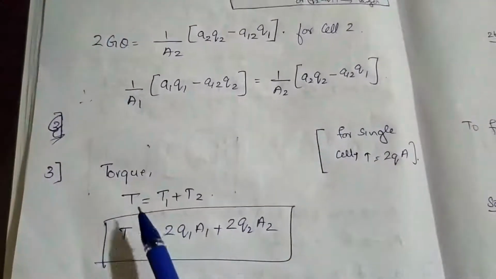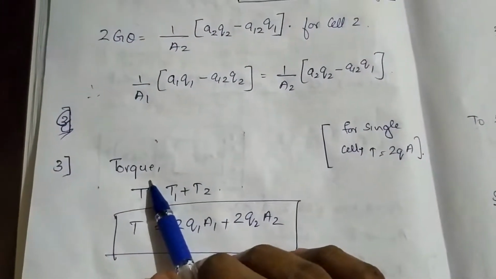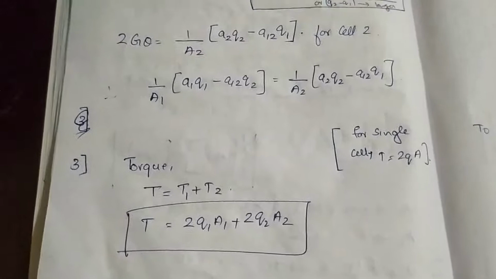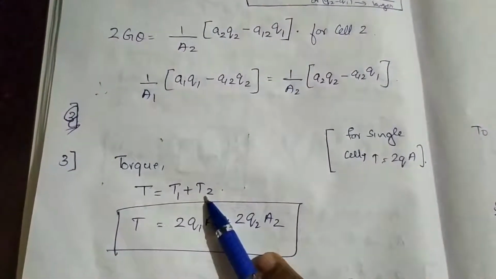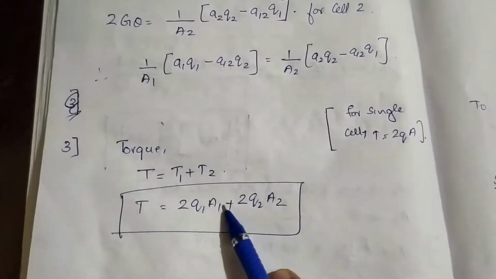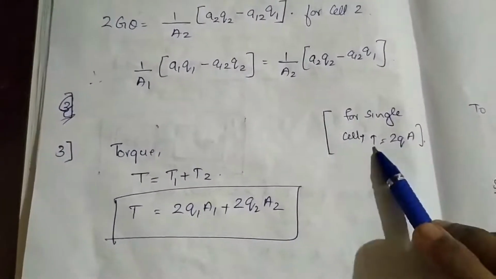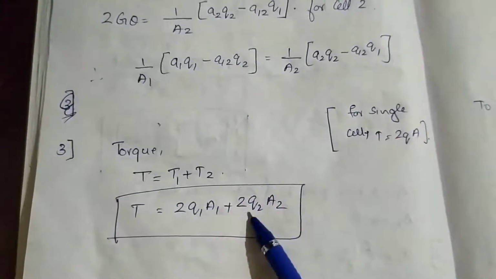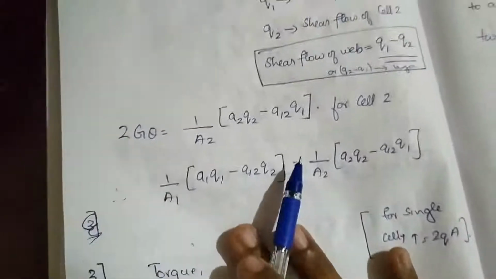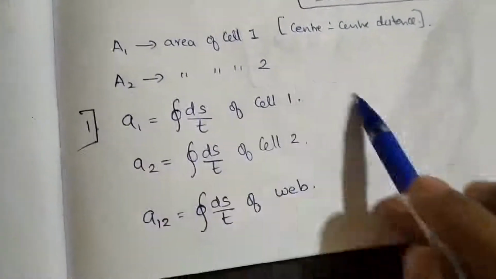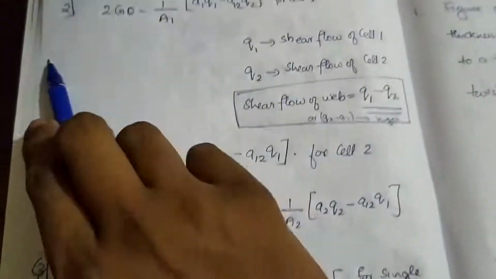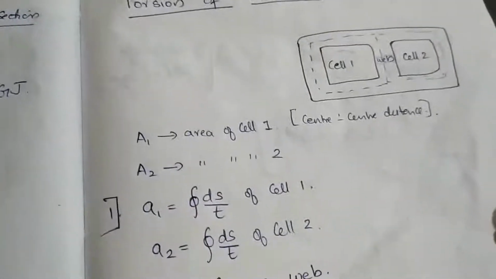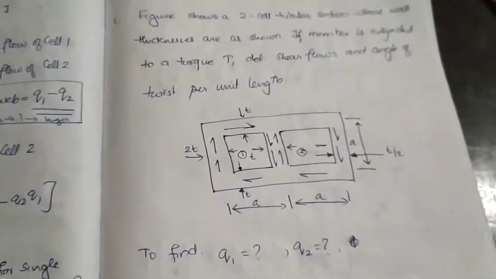Right? Now the third point that we need to find is torque, where T1 is nothing but torque of cell 1 and T2 is nothing but torque of cell 2. Okay, so T is 2 q1 A1 plus 2 q2 A2. This is nothing but torque is 2qA. You already know that. So if there are two cells, 2 q1 A1 plus 2 q2 A2. That's all. So these three equations must be applied in this order itself, so that you can do this problem very easily. Okay, so if you know these 3 points, then the problem is very simple.